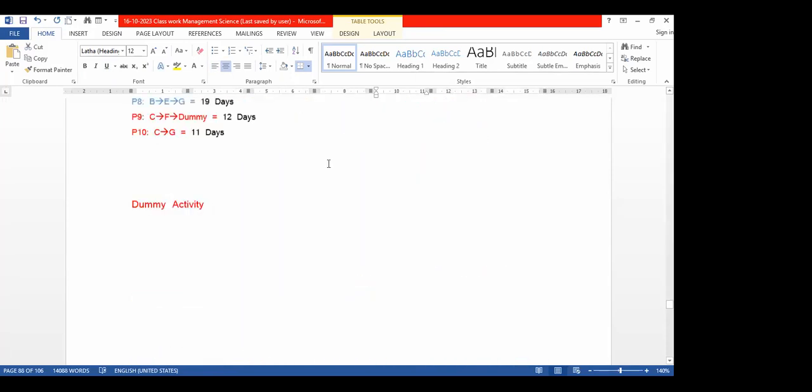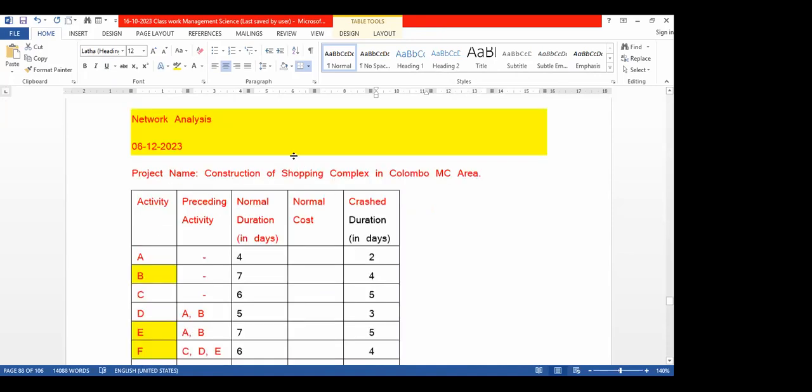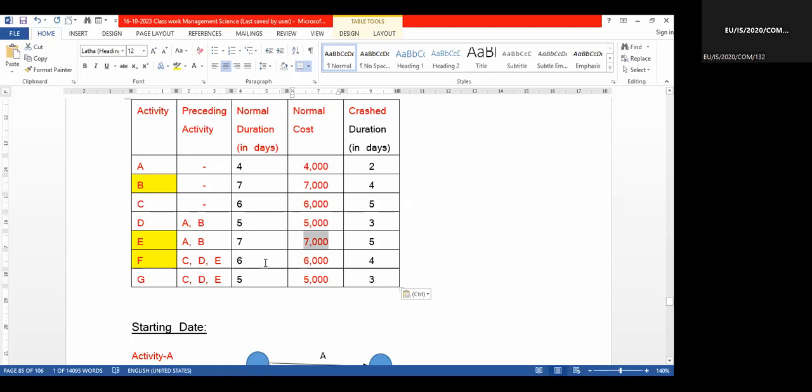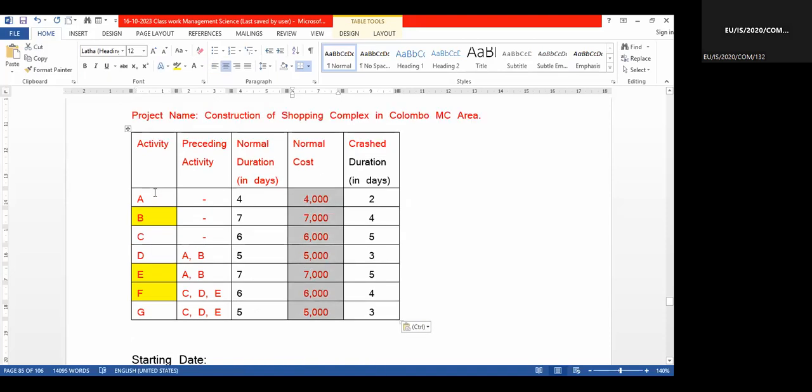So the activity A, 4,000. Right? Activity A, 4,000. Activity B, 7,000, D, 5,000. Activity E, 7,000. Activity F, 6,000. Activity G, 5,000. Okay. So these are the normal costs of the activities.